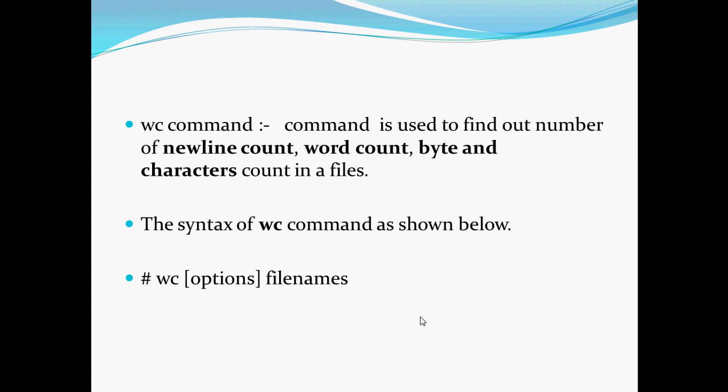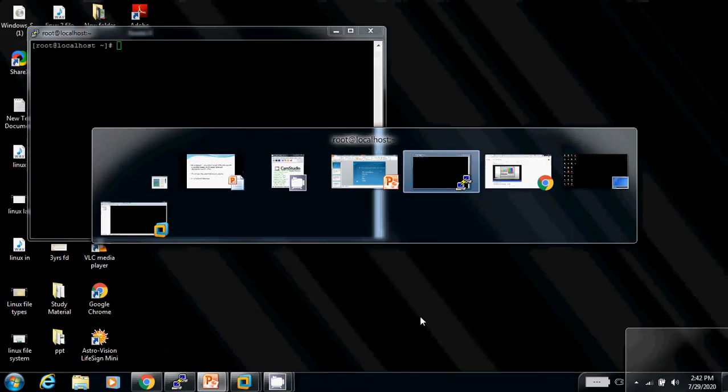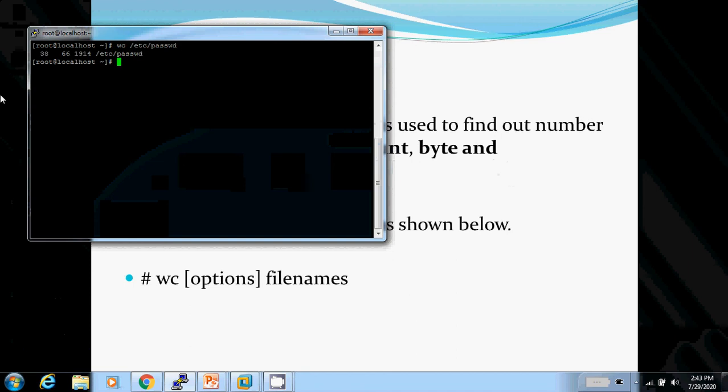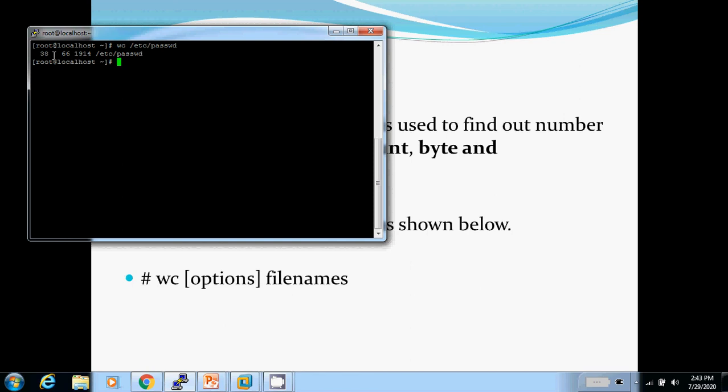Okay, I will take an example on my Linux machine. This is my Linux machine. Here I will run the command wc with the file name, /etc/passwd. This is the output: 38 66 1914 /etc/passwd. 38 is the number of lines in the file, 66 words, 1914 stands for characters, and /etc/passwd is the file name.